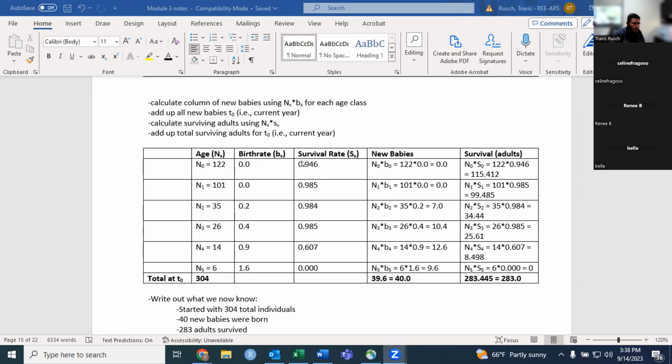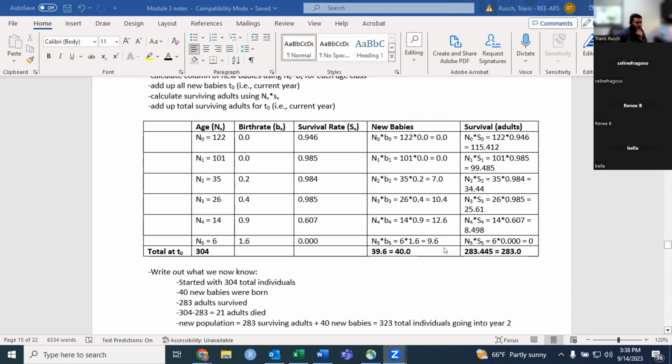And that's what we were given here, the S of X. So 122 times 0.946 is 115. And what that means is from T to T plus one, this is how many survive to that T plus one. So out of the newborns of that year, 115 survived to be 1 year olds the following year. And the same thing we can calculate for this, and we can get out of the 304 that we started with at T0, the following year we'll have 283 total survive. But we know that we also had 40, so we can add those together and know that the population at T0 was 304, but then the following year at T plus one, 283 plus 40 is 323. Right? So the population grew from the first year T0 to T plus one.